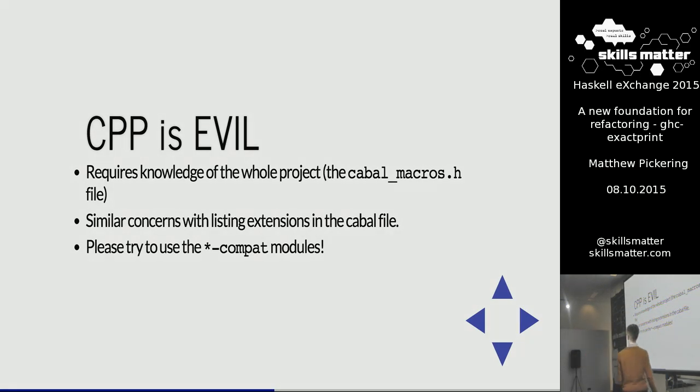It's the same with extensions as well, which you can list in the Cabal file. If you just take a single source file, you can't tell whether this source file needs certain extensions to run. Certain tools like HLint get around this by just turning on all extensions. That seems to work quite well, but we didn't want to do that.